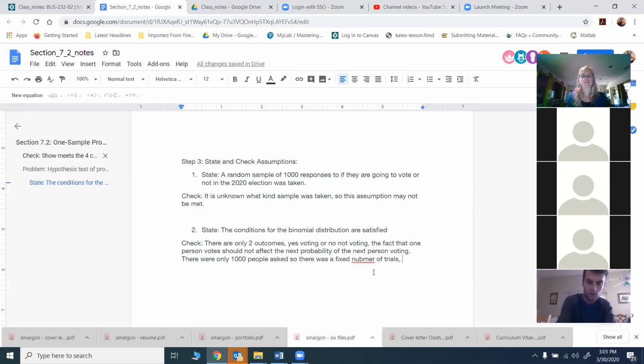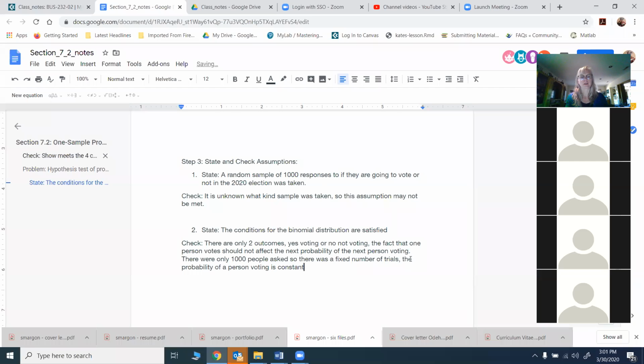And then the last thing is what? There's one more, the one that everybody forgets. The probability doesn't change with the amount of trials. The probability of a person voting is constant from trial to trial. I think the reason why people forget that is it's the exact same as the second one we said, how one outcome does not affect the other. So that's why it could be the truth, but it kind of isn't.